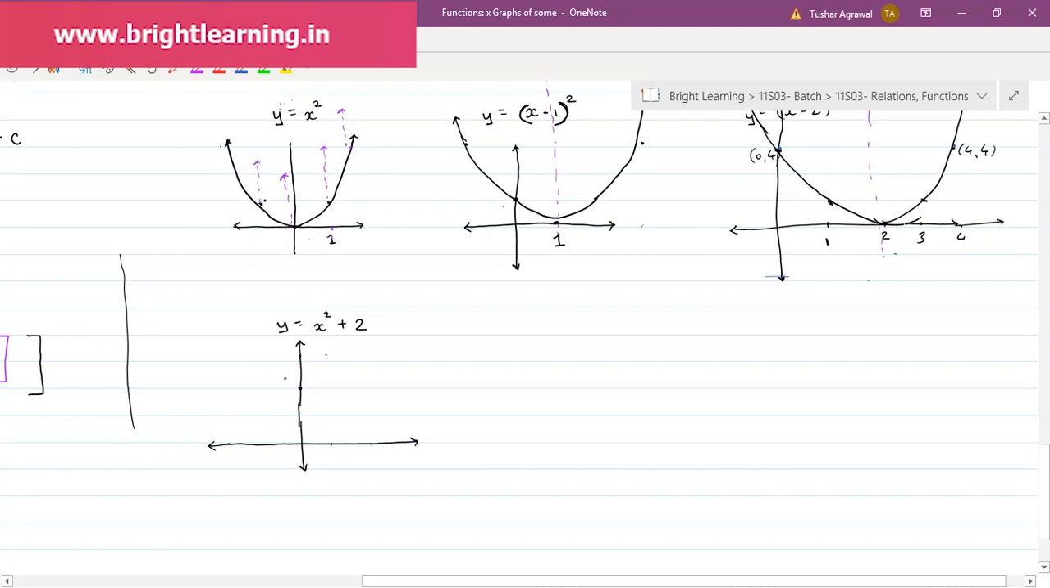Can you see the new graph? The graph of x square plus 2 will be exactly the same as x square, just shifted vertically upwards by 2 units, 2 centimeters you can say. This point is 0, 2. The U shape is exactly matching, the curvature and all those things, it's just shifted above by 2 units.